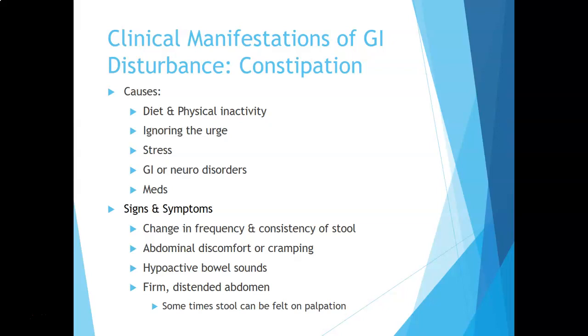So signs and symptoms are going to be a change in the frequency and consistency of stool, a decrease in the usual frequency, and stool is generally going to be hard, dry, and difficult to pass. They might also have abdominal discomfort and some abdominal cramping, again, as their peristalsis is trying to move stool through and it's just not budging. So don't always just assume that cramping has to do with diarrhea. It might also have to do with constipation. We might hear hypoactive bowel sounds, and we might see a firm distended abdomen. Sometimes, if you're lucky, you can actually feel stool on palpation.